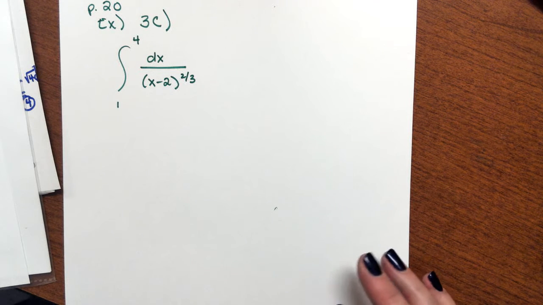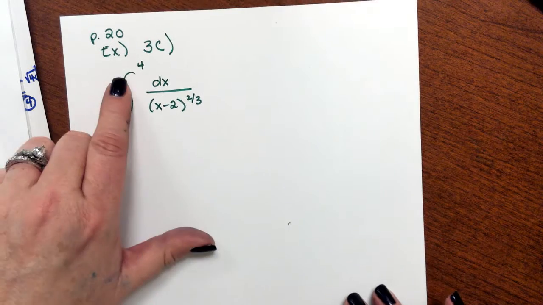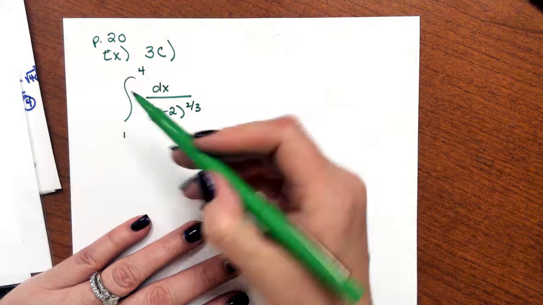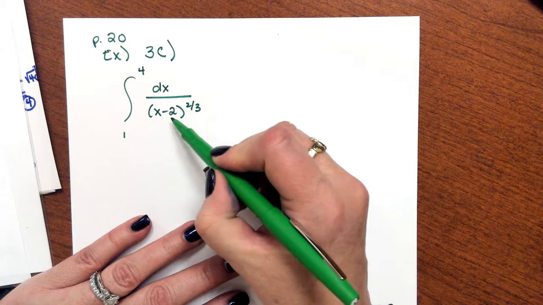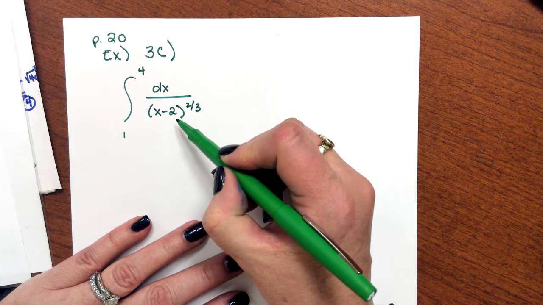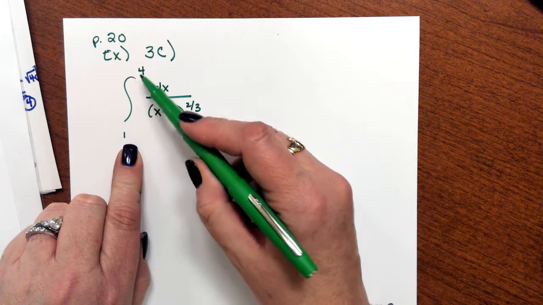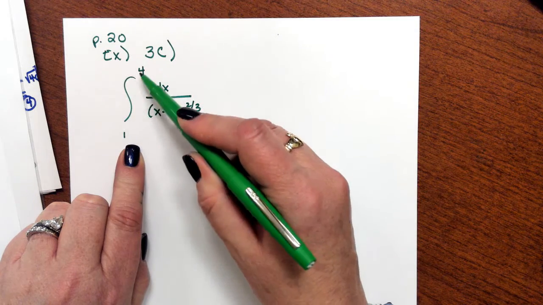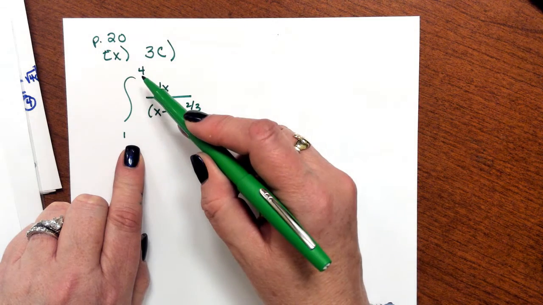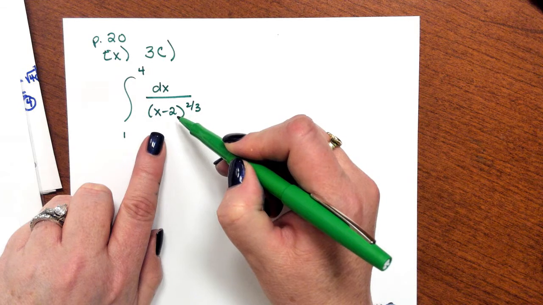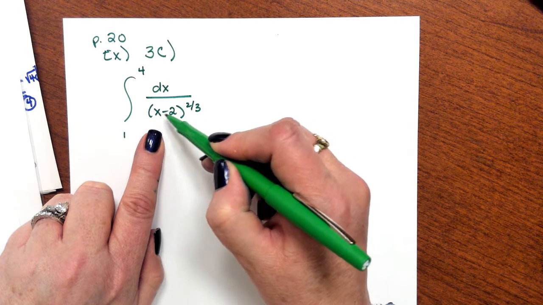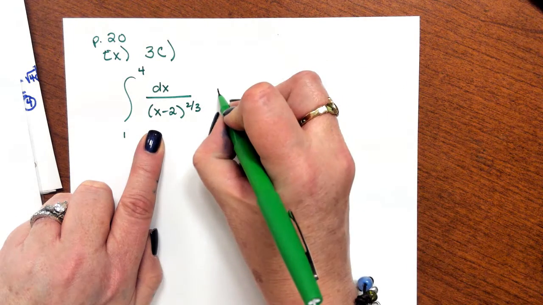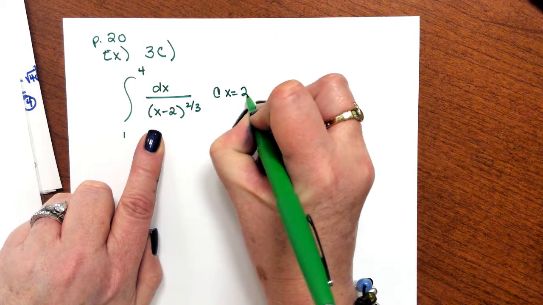So ladies and gentlemen, here is the last example on page 20, example 3C. So again, we're looking at our definite integral going from 1 to 4 of dx over (x minus 2) to the 2/3. Anytime you see a definite integral, you have to look at whether there's a place between your lower bound and upper bound that would make your function undefined. Notice when you've got x minus 2 in the denominator, at x equals 2, this function would be undefined.